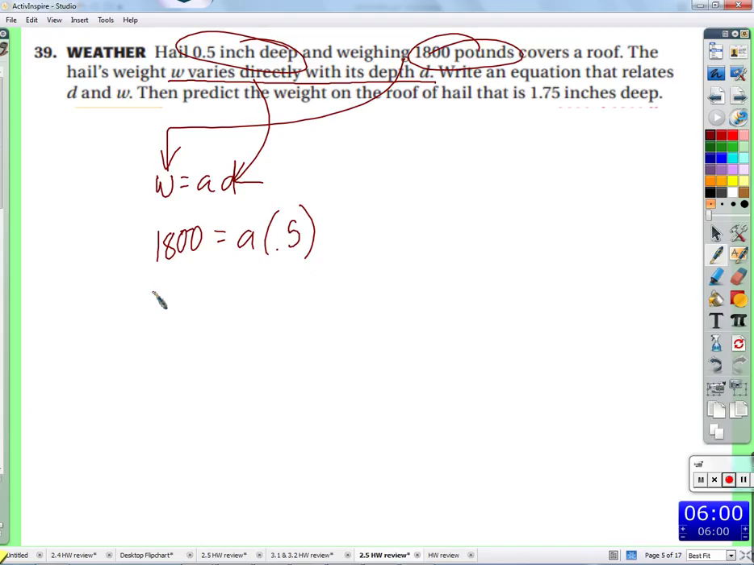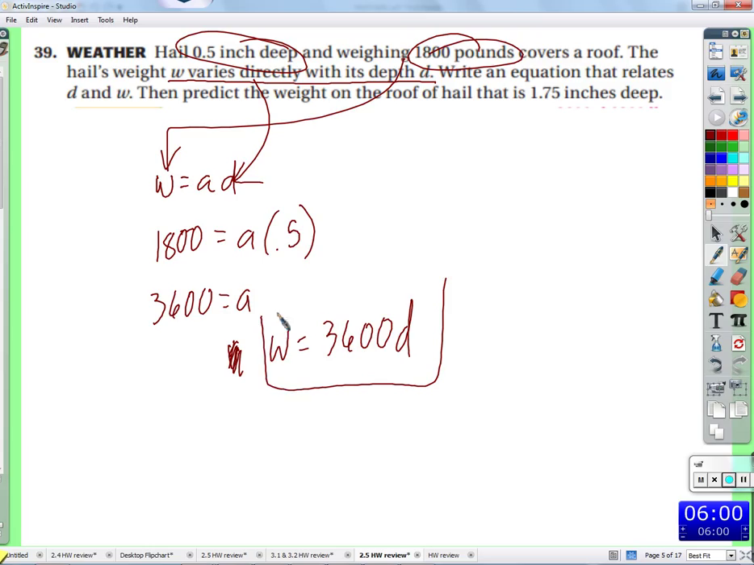So 3,600, that's what A is. We divide by 0.5 on both sides. And so the equation is W equals 3,600 D. So there's the first question answered.